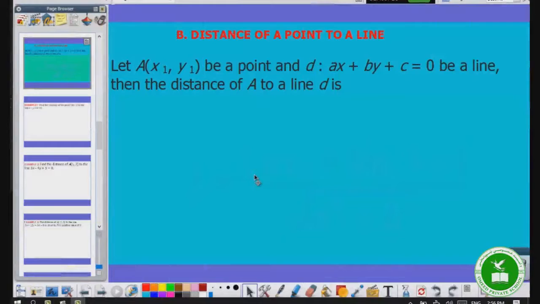In this class, we are going to discuss some remaining topics of 11th grade geometry. Today's topic is the distance of a point to a line.